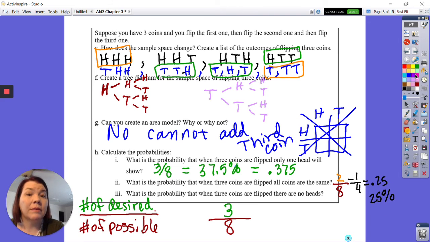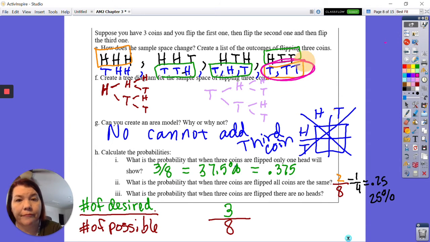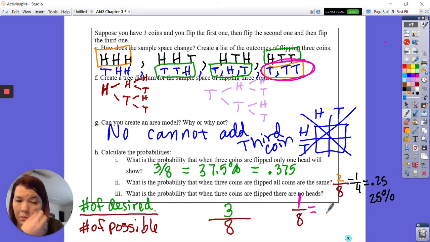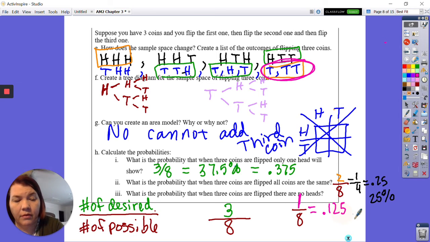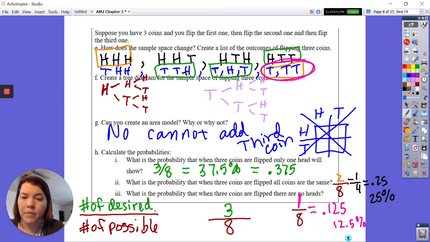Okay. What is the probability that there are no heads at all? No heads at all. Just this neon pink one. All the rest of them have a head. So there's only one with no heads. So that's 1/8, which simplifies to nothing, but it's 0.125, which is 12.5%. Okay, and there you go. That's it.